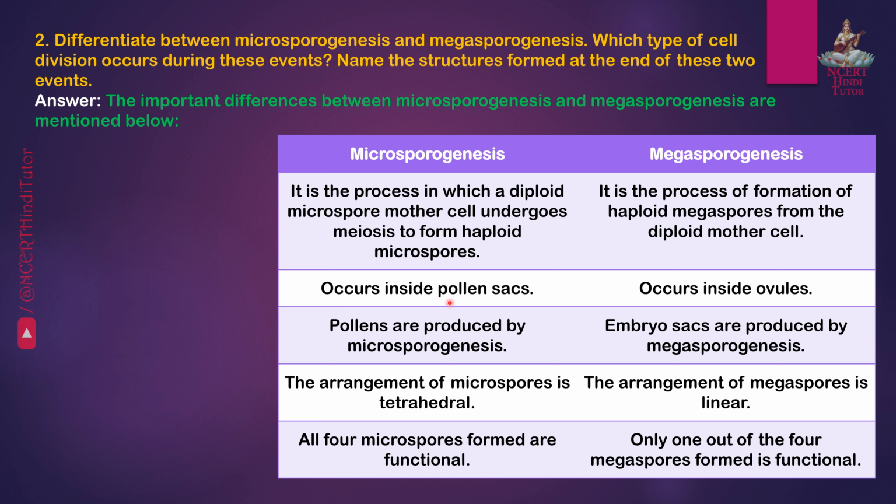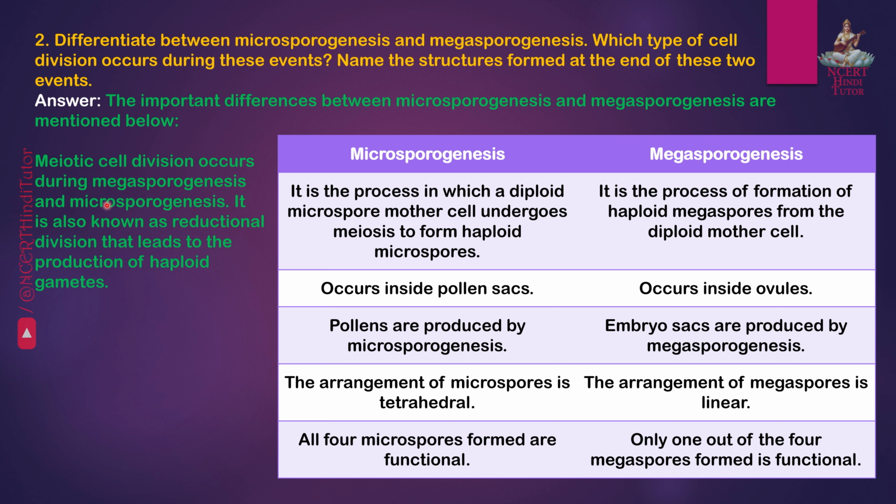Microsporogenesis occurs inside pollen sacs. Megasporogenesis occurs inside ovules. In microsporogenesis, pollens are produced. In megasporogenesis, embryo sacs are produced. In microsporogenesis, the arrangement of microspores is tetrahedral. In megasporogenesis, the arrangement of megaspores is linear. In microsporogenesis, all four microspores formed are functional. In megasporogenesis, only one out of the four megaspores formed is functional.